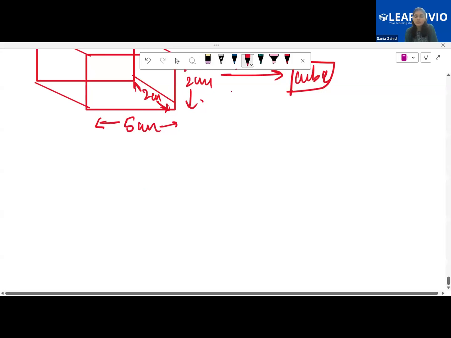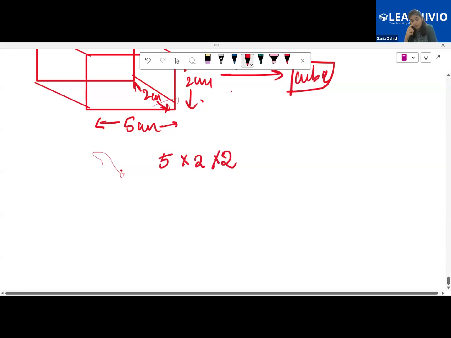See, now what we are going to do, there is a method for solving such type of questions. This is a fixed pattern of question which can be asked. How many cuboids should be stacked in order to form a cube? See, you have 5 into 2 into 2.